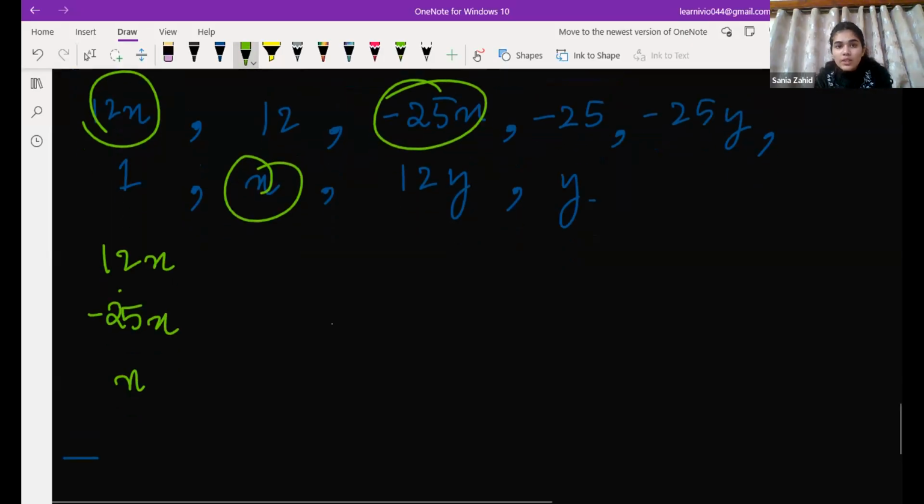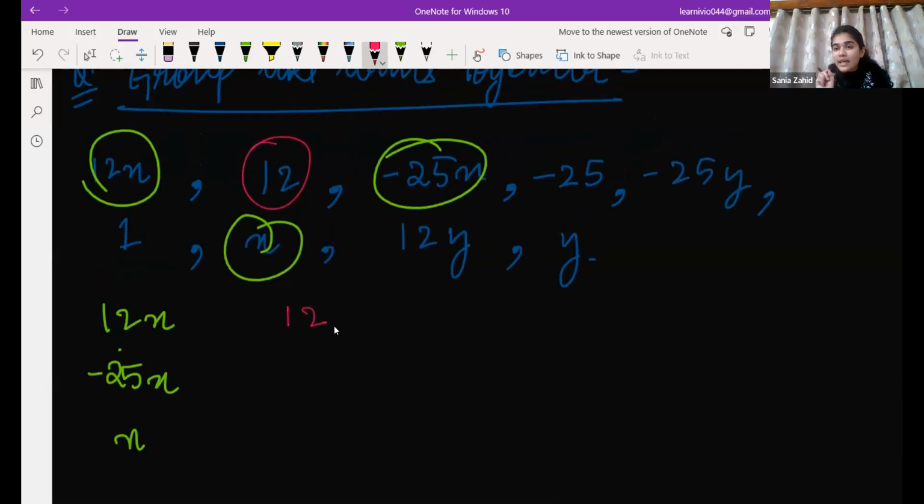Any more like terms? No, ma'am. Okay. So now I'll come to the second term. I have 12. So what are the terms similar to 12? See, like means having the same letter. In 12x you have the letter x, so you tell me all the terms that have the letter x. 12 does not have any letter, so tell me all the numbers that do not have any letter. For example, minus 25 does not have any letter, and minus 1 does not have any letter.